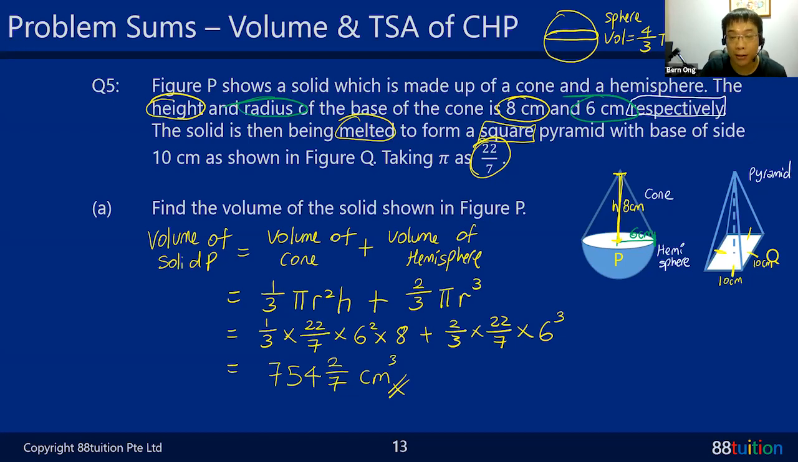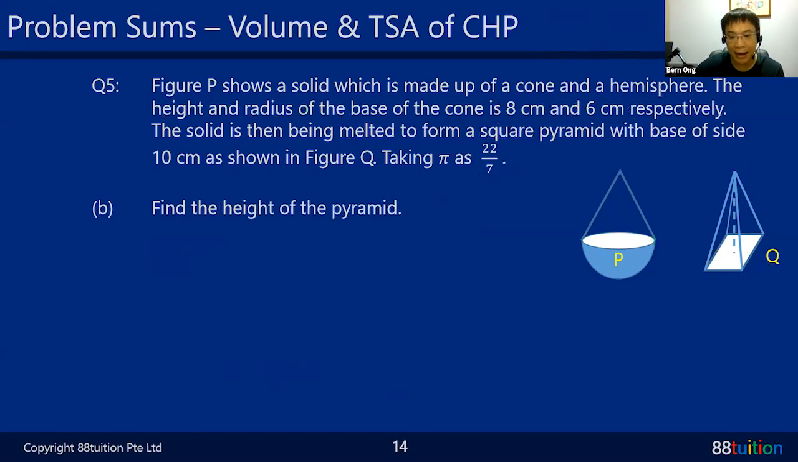Key everything in your calculator properly, please. Sometimes you key wrongly, that's why the answer is wrong. Then you know that one question will affect the next question. Or sometimes when you read the answer, your eyes are a little bit blurred, then you copy wrongly and again you lose marks. So please copy the number correctly. Okay. Moving on. What's next? Find the height of the pyramid.